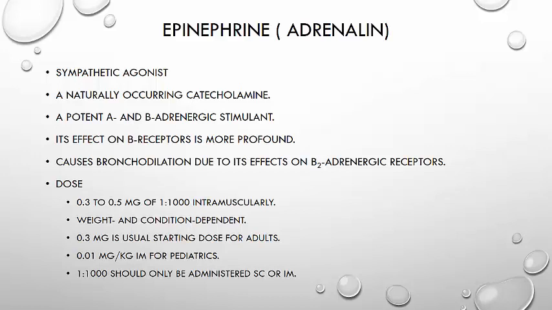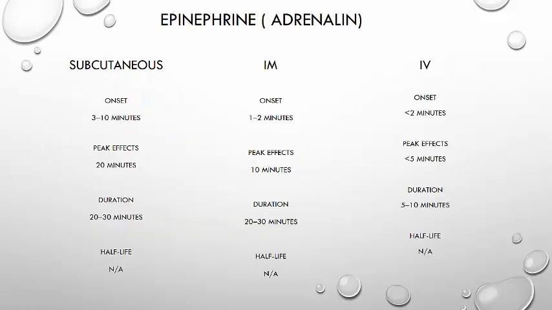So our dosages usually are going to be 0.3 to 0.5 milligrams of 1 to 1,000 IM. You may also give 0.3 to 0.5 of 1 to 1,000 IV. But the epinephrine dosages are going to be based on the weight and the condition while we're giving it. For our pediatrics, 0.01 milligrams per kilogram IM is usually going to be our standard dose, up to a max, usually of 0.3. All right, our 1 to 1,000 should only be given subcutaneous or IM. We do not want to give that IV. You can cause some serious problems there.